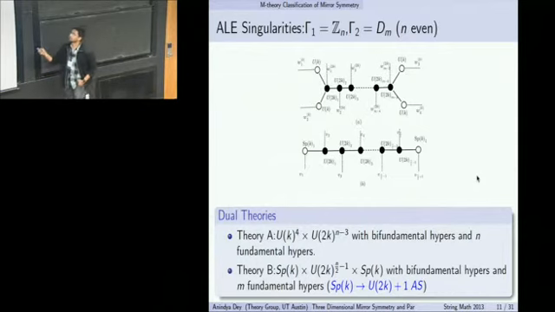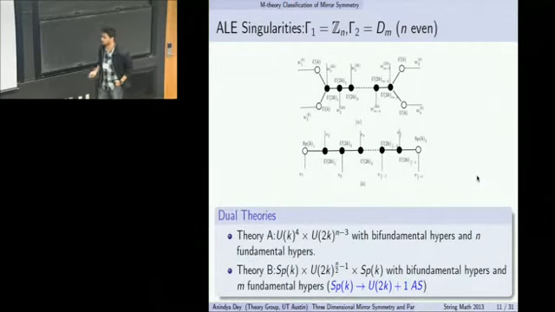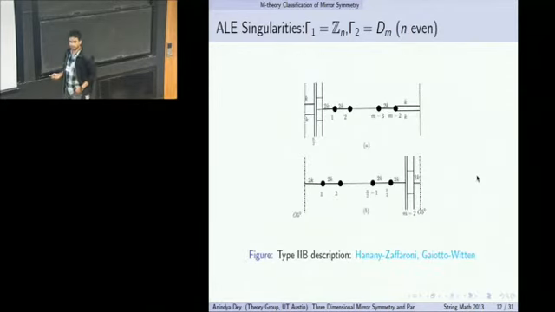Of course, this is a picture for generic N and M. For particular N and M, you will have more of such theories. There are more infinite families of such theories, but this is what a generic mirror pair looks like. Now, the type 2B description of such theories has been well known, actually. And this is the work of Hanany and Zaffaroni, and part of this was also covered in the second paper of Gaiotto and Witten in this duality paper.